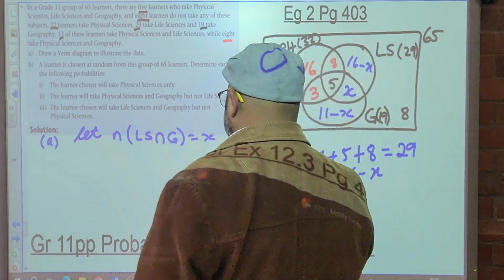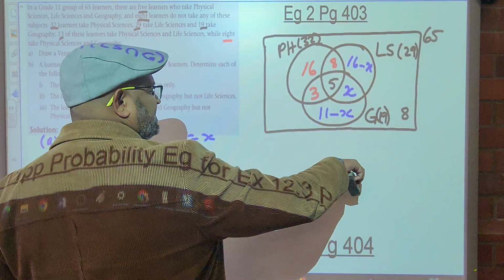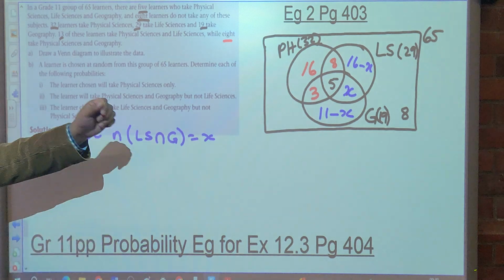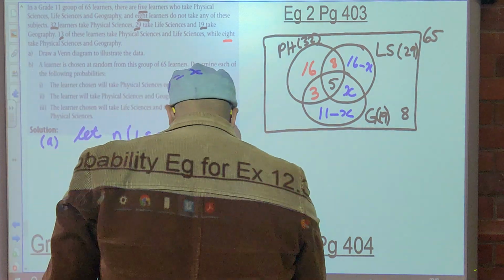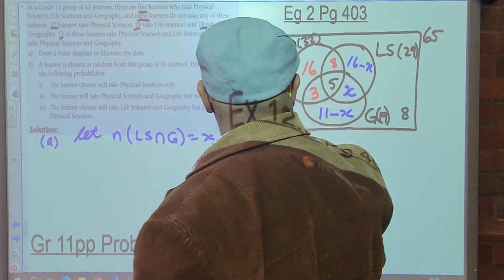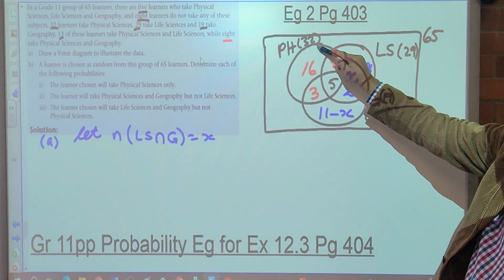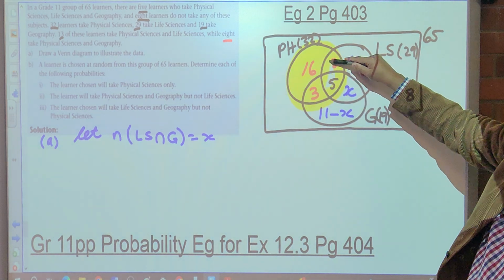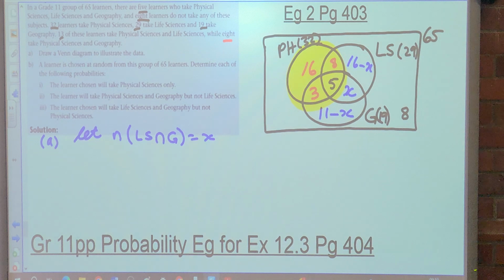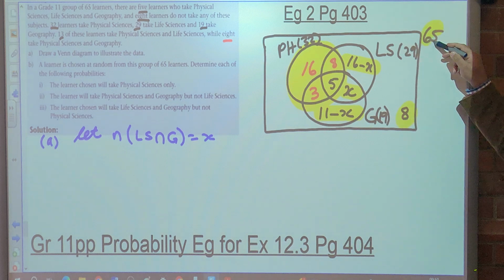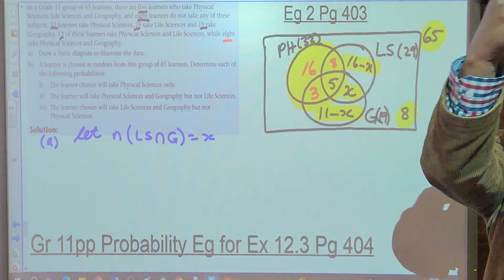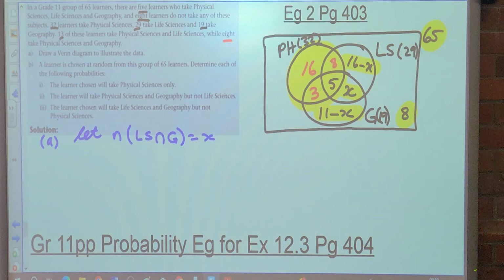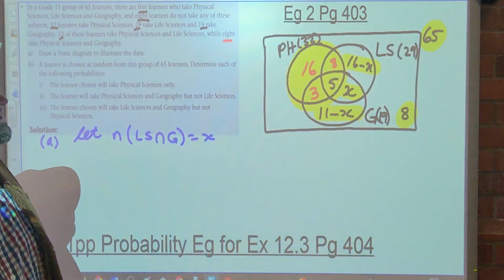So how does that now help us? Do I need to show that calculation? No. That's why I'm taking it. How does that help us now? We now can say that, hang on, I normally take the most. Physical science, because I'm lazy. Physical science, which is 32, plus x minus 6, plus x, plus 11 minus x, plus 8 equals? Why? You must add up to the total. You will understand. So let's do that calculation quickly.